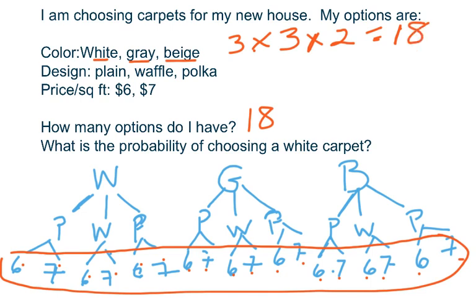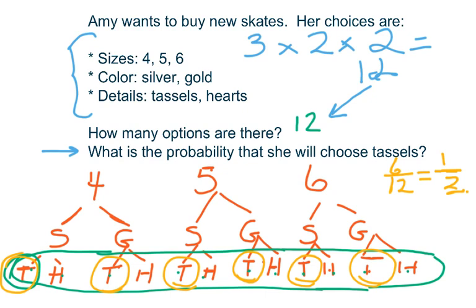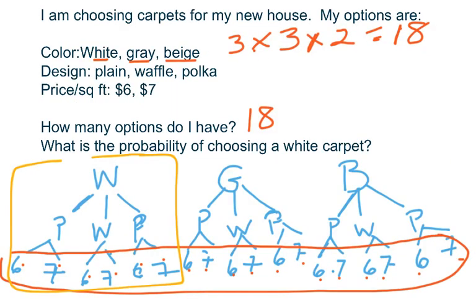What's the probability of choosing a white carpet? So that would be everything that's here. So it would be 1, 2, 3, 4, 5, 6. 6 out of 18, or 1/3.